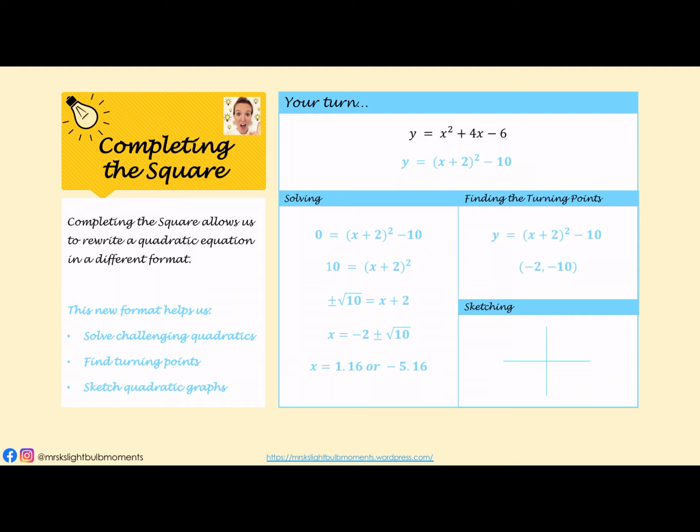Finding the turning point, you flip the number in the bracket, so we get minus 2, and you keep the sign outside the bracket, so it's minus 2, minus 10. Put all that together into your sketch and we should get this. You've got your roots at minus 5.16 and plus 1.16. You've got your turning point down the bottom left at minus 2, minus 10. And you've got your intercept at 0, minus 6.